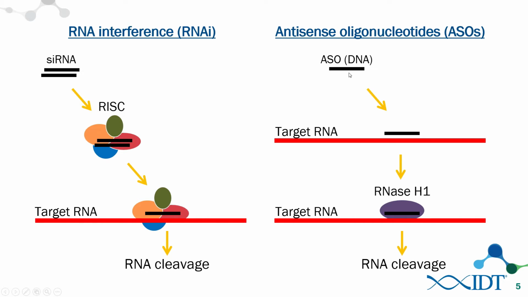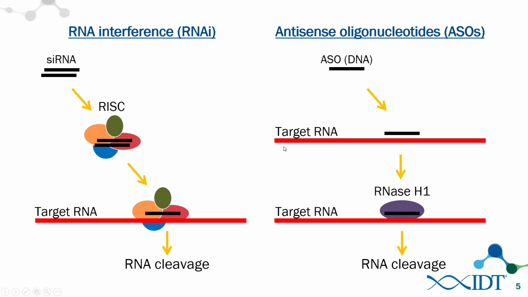Antisense oligos, on the other hand, have a DNA component. They are single-stranded short oligonucleotides, which use thermodynamics to target their RNA, so there's no assistance of a protein complex here as there was with RNAi. And then it recruits RNase H1, which recognizes a DNA-RNA heteroduplex and cleaves the RNA.